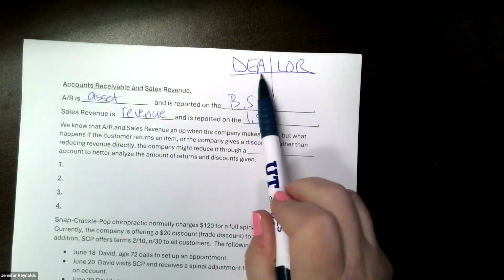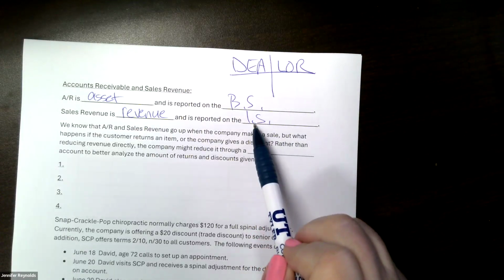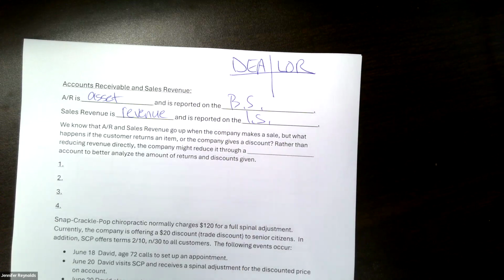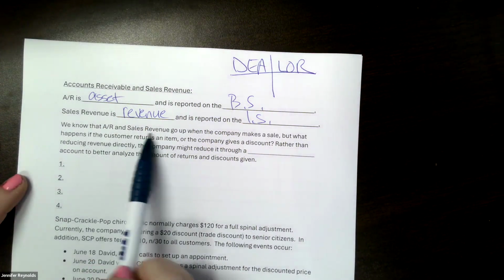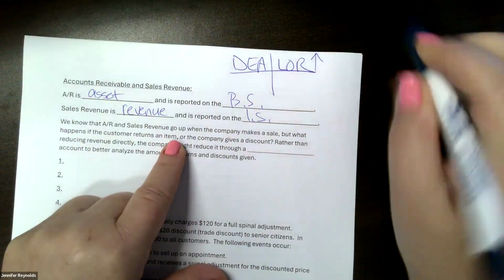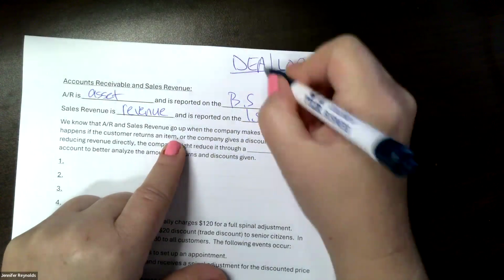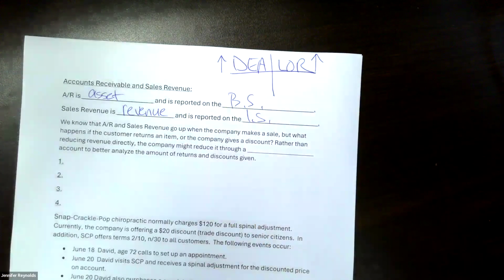So if you know which one of these 6 categories it is and which financial statement it goes on, it's going to help you understand it, which ultimately is how you remember it and how to use it, right? So we know that AR and sales revenue go up when a company makes a sale. So revenue would go up with a credit because it's on the right side, and AR would go up with a debit because that asset is on the left side.